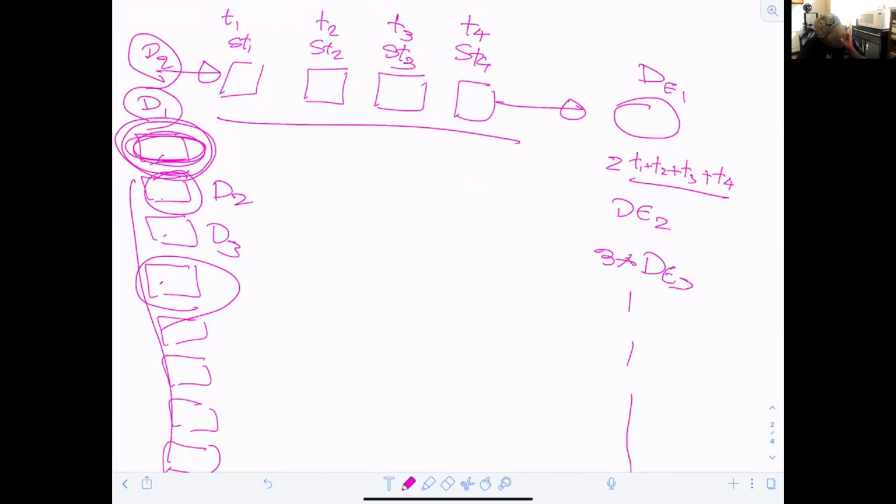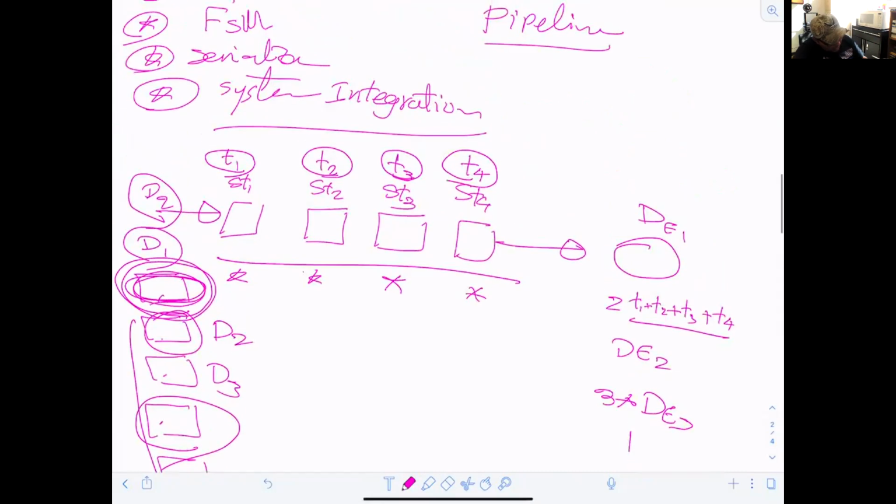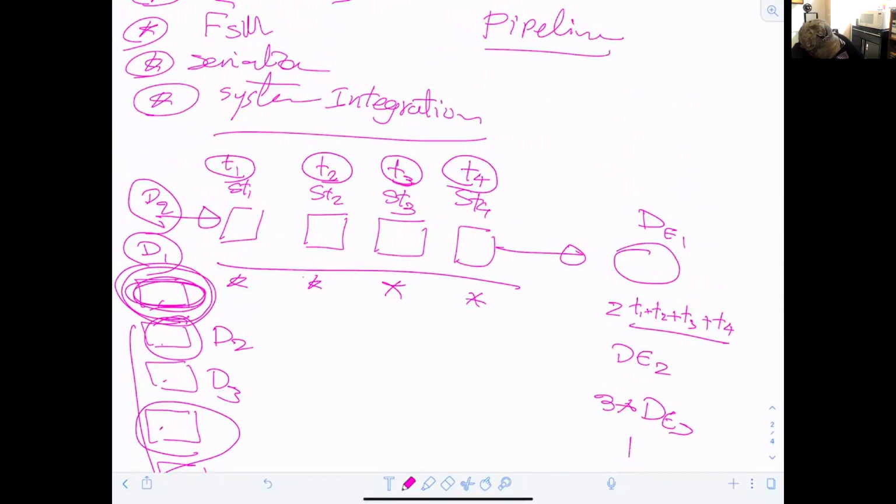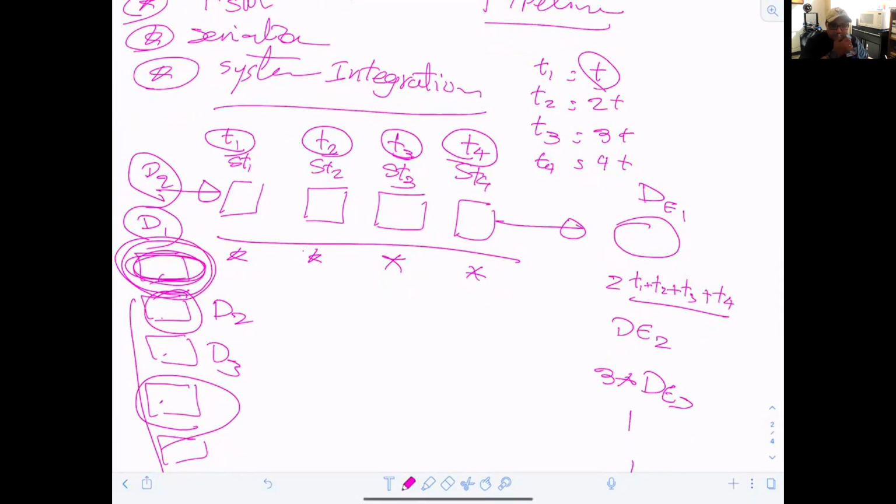So the best way to do it is in a pipeline. We look at the speed of every single stage. You already have T1, T2, T3, T4, so you can make an assumption here. Let's say T1 is equal to T, T2 is equal to 2T, T3 is equal to 3T, and T4 is equal to 4T. That means all of them are in units of T. The pipeline will assume that you run with the slowest one. Which one is the slowest?